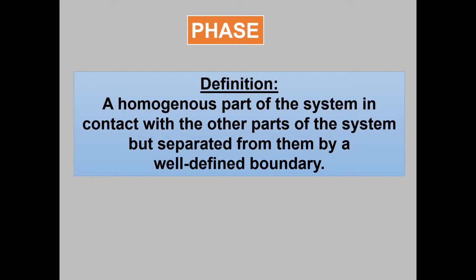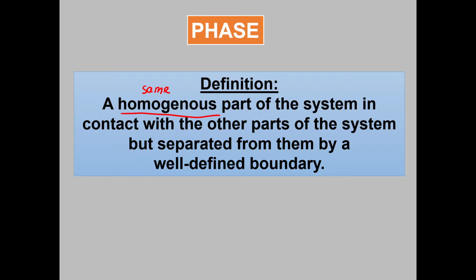Okay, so what is a phase? Okay, phase bukannya face muka. Okay, phase, fasa, a homogeneous part of a system contact with other part of system separated from them by a well-defined boundary. What is homogeneous? Homogeneous, it just means same. Okay, sama. Okay, a part of system, okay, so which is for example solid.